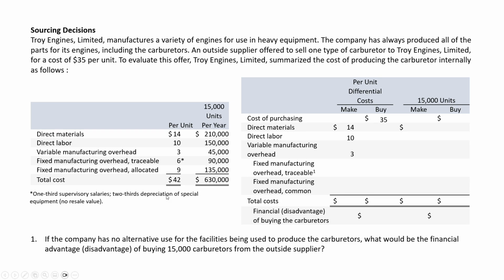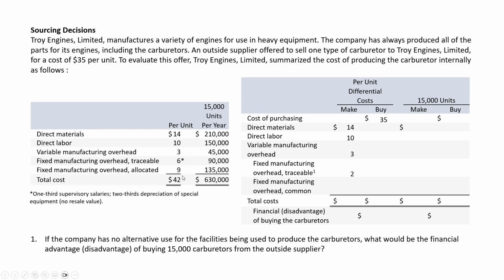But 2/3 of that is special equipment, which, even though it's traceable to making the carburetor, has no resale value, so it means whether or not we make or buy the carburetor, we're still stuck with the equipment and its depreciation. Even if we get rid of it, we'll have to write off the depreciation. So only 1/3 of the $6 is relevant. 6 times 1/3 would be $2, because that's the supervisor I would need to pay if I make it, but I don't need to pay it if I buy it.